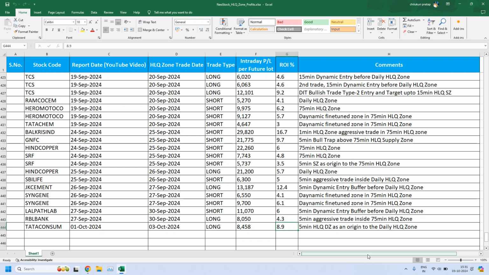Compared to all other futures, this is the cheapest future, Tata Consumer. And you got 8.9% ROI in just 35 minutes. And today, what kind of market was it? A bearish market. In a bearish market, our long trade was executed because it is a high liquidity trade. Generally, look at the other stocks, many of them were down. But Tata Consumer has given profit.